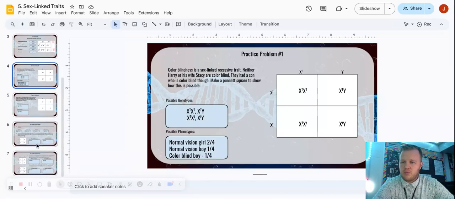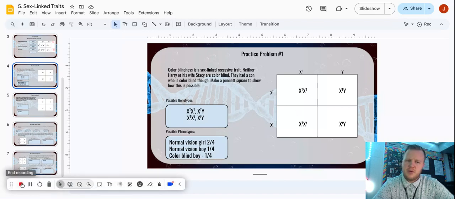You've got 3 more practice ones to do, slides 5, 6, and 7. So actually 4 Punnett squares, and hopefully we'll have time that we can go over this in class, maybe on Monday as well.